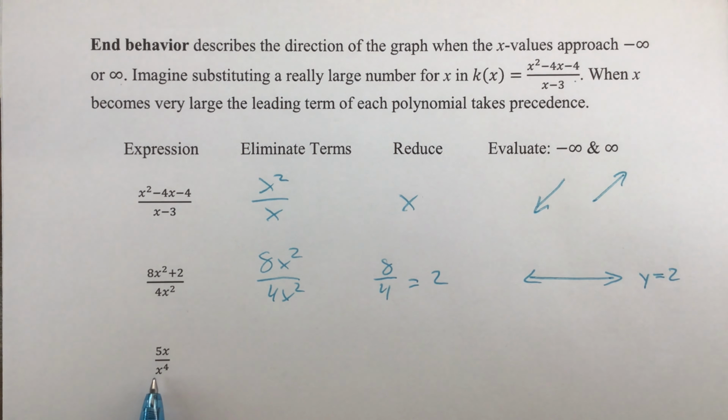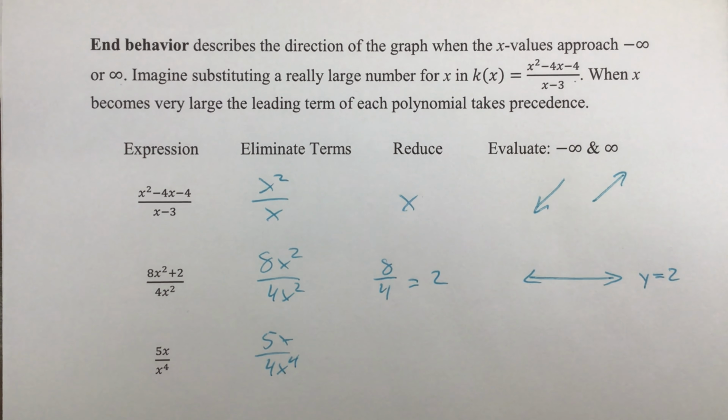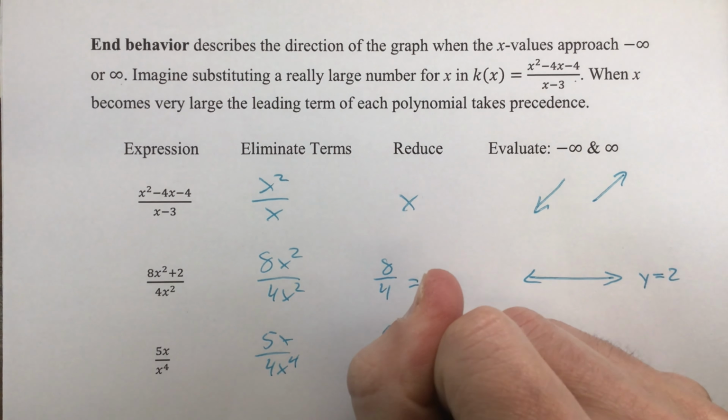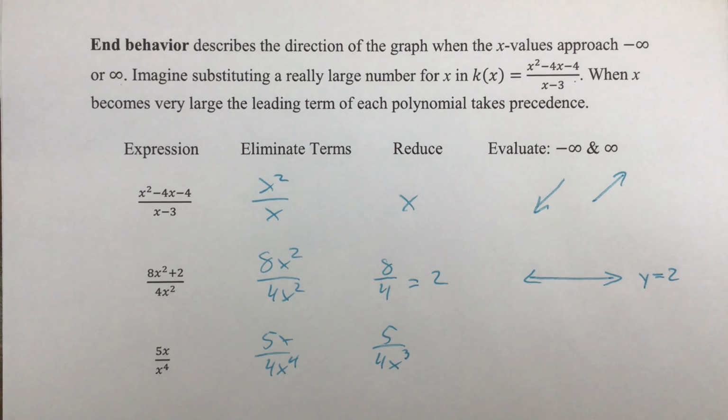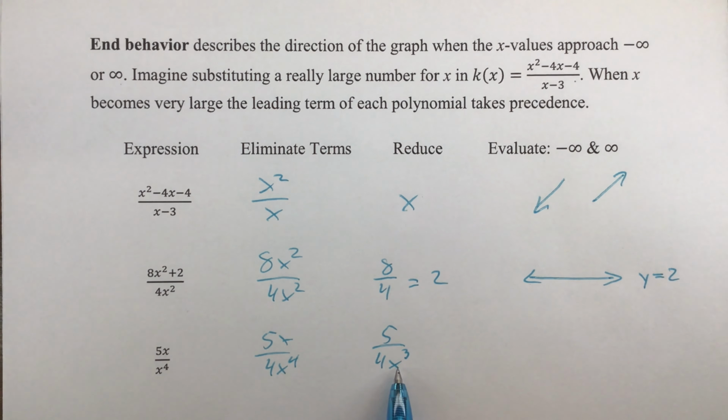For j of x, we don't have any terms to eliminate, but we can reduce to 5 over 4x cubed. You can divide out an x from both sides. All right, so now consider plugging in really large values for x. When we do that, let's suppose we're plugging in a large positive number. When we do that, the denominator is going to continue to get larger and larger and larger. Okay, but the numerator is going to be stuck at 5. And if the numerator stays at 5 while the denominator continues to get larger, it's going to become 0.